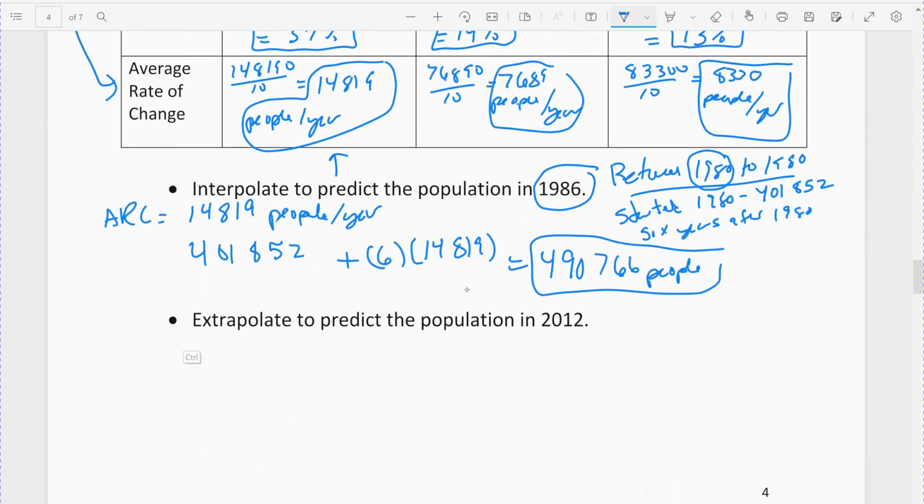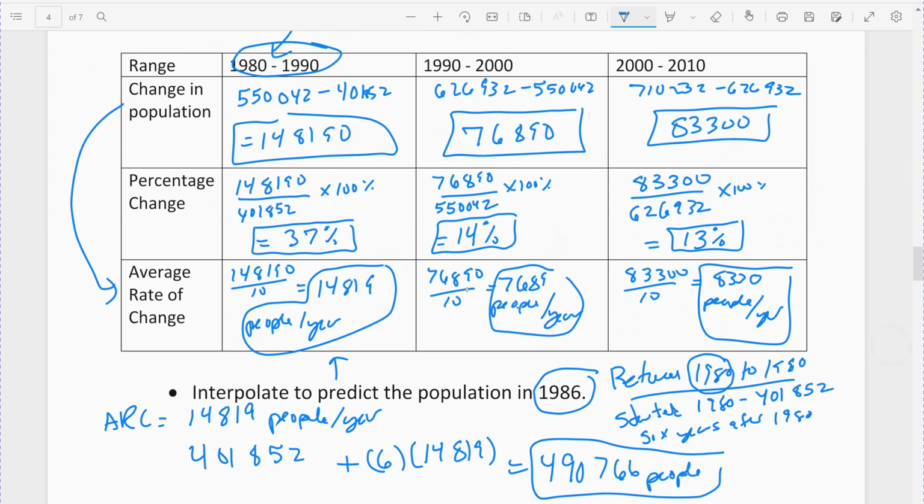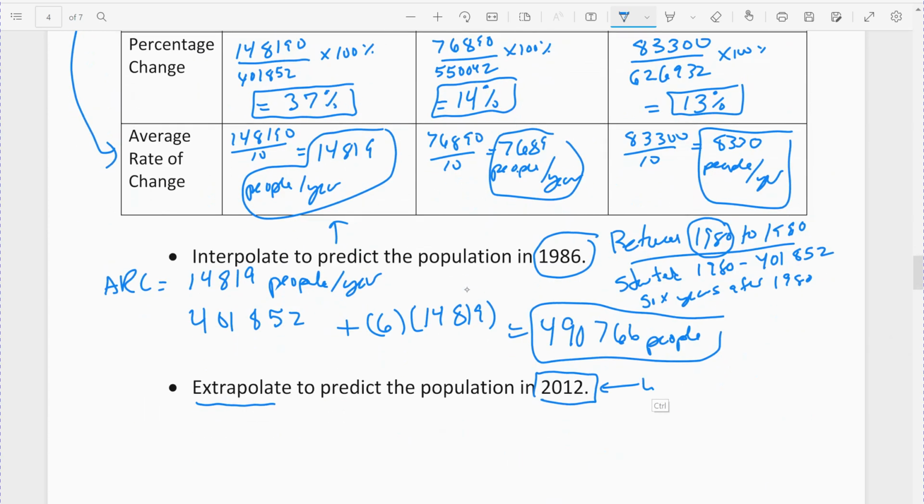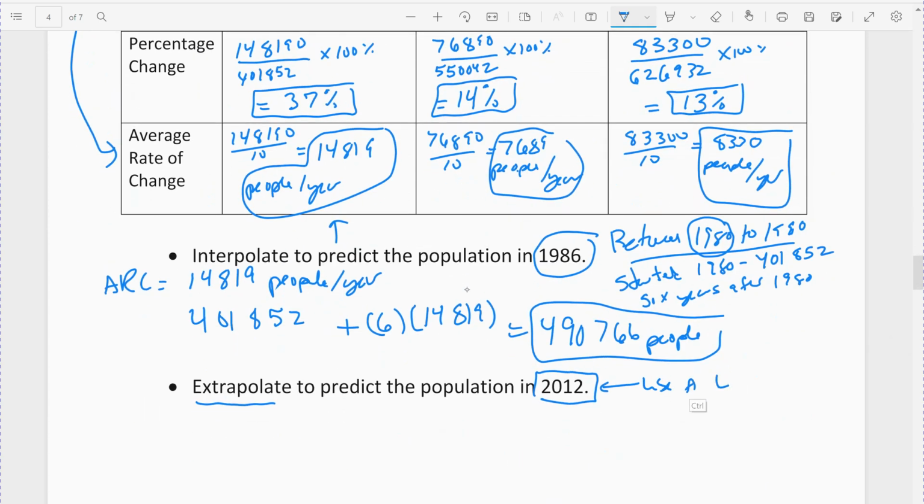Alright, extrapolation. Let's see if I can get this one right. Predict the value in 2012. So 2012 is what we want to predict. So again, you're going to use the last endpoints. The last endpoints are from 2000 and 2010. So use the average rate of change from 2000 to 2010, which was 8,330 people per year.